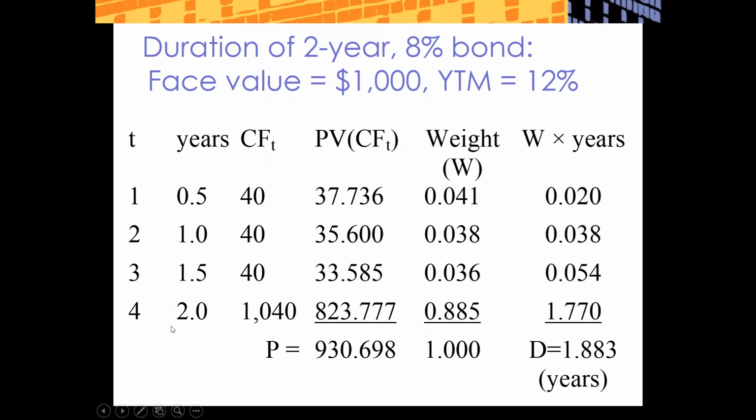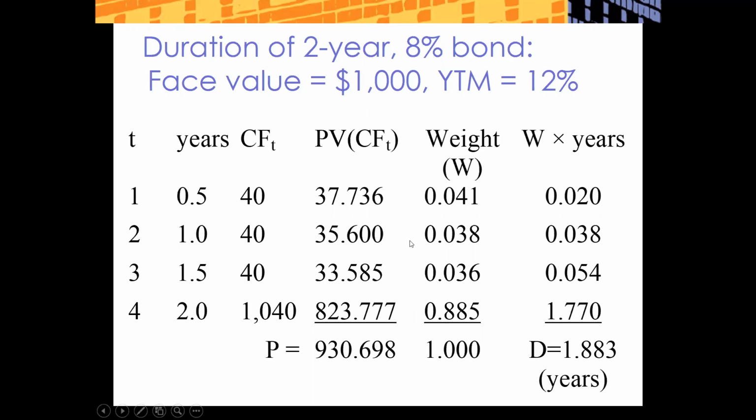We're given the years. If it's just a 2-year bond and it's semi-annual, the frequency is 4 times, and the coupon payment is 40, 40, 40, and this is the bond value. So this is how we calculate the duration, the weighted average of times by years. 1,770 divided by 1,000, and you get a duration equal to 1.83.